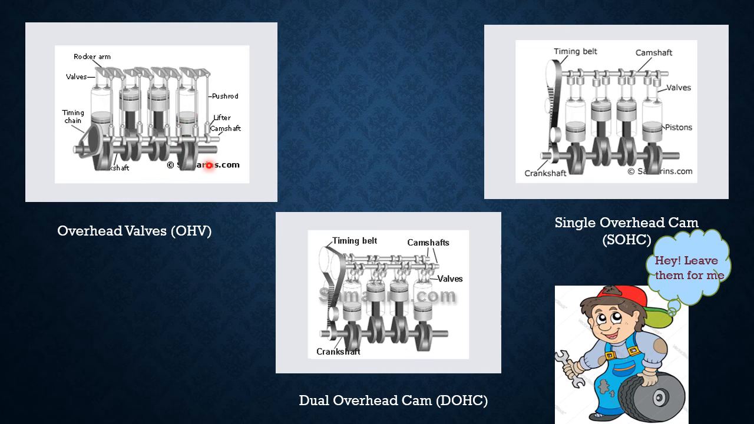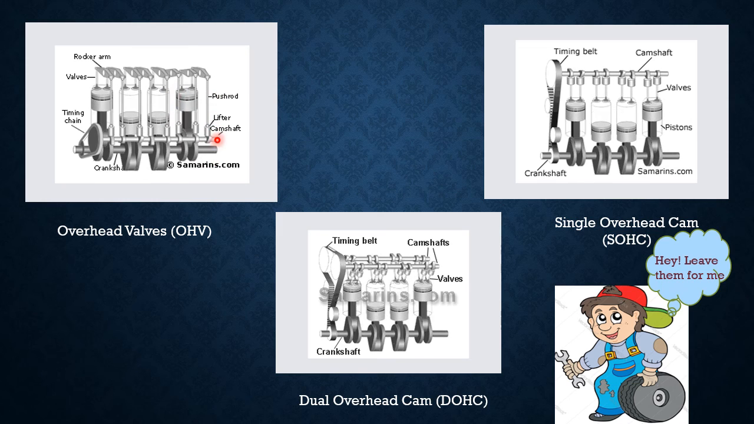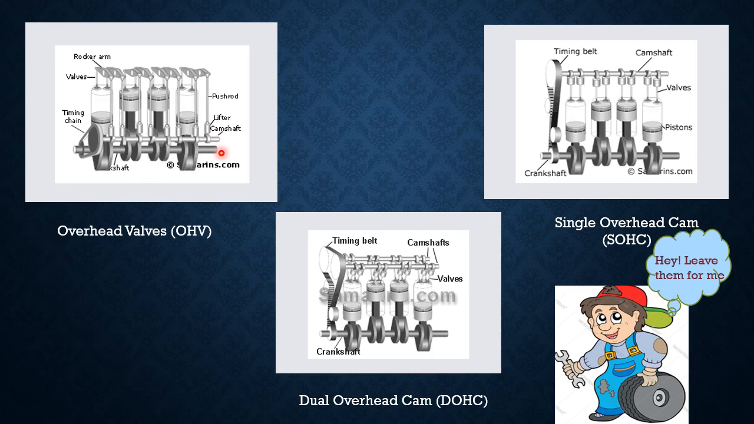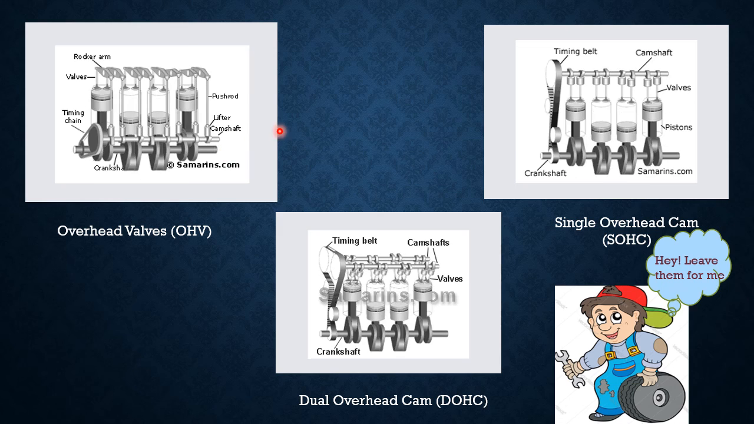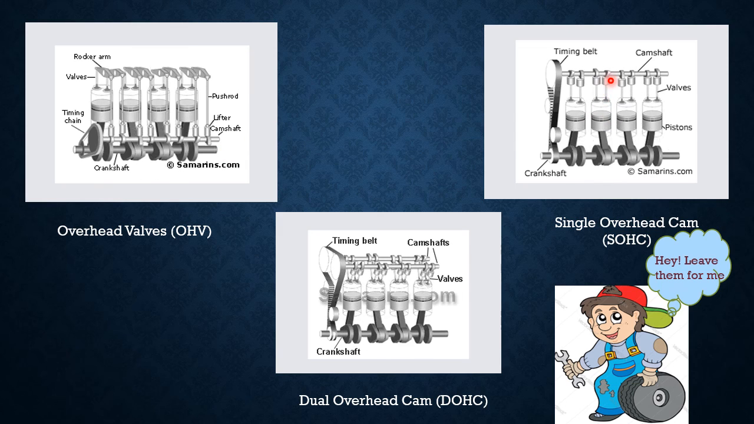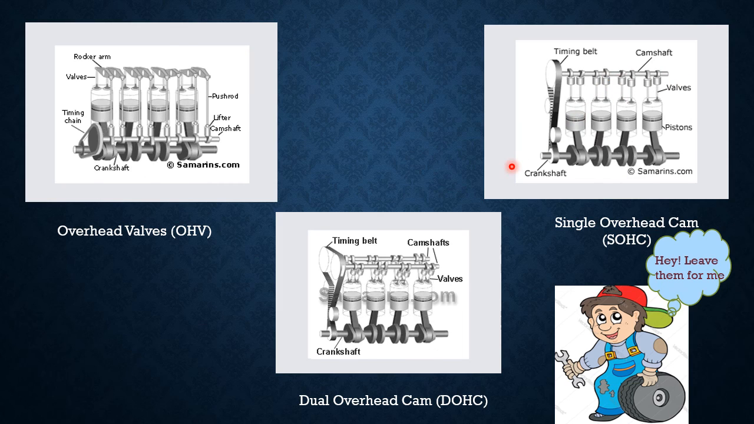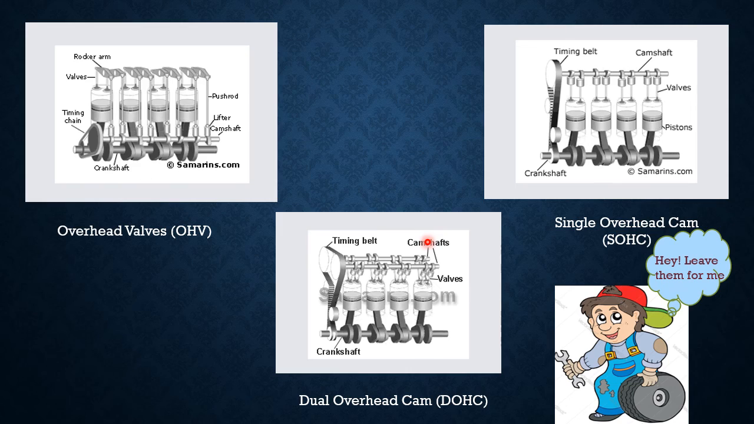We can see here that overhead valves have a push rod and lifter mechanism to operate the valves, as the cams are directly below the valves. In single overhead cam, the cam is placed above the valves to operate them. In dual overhead cams, as we can see, there are two separate cams for the intake valves and exhaust valves.